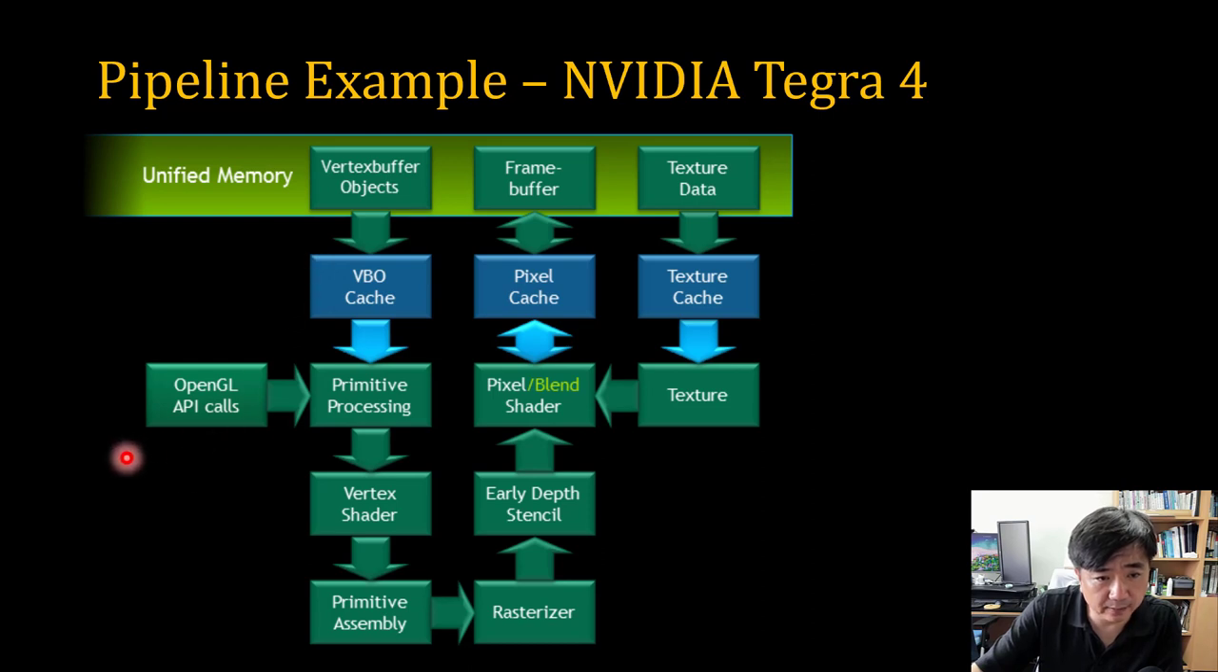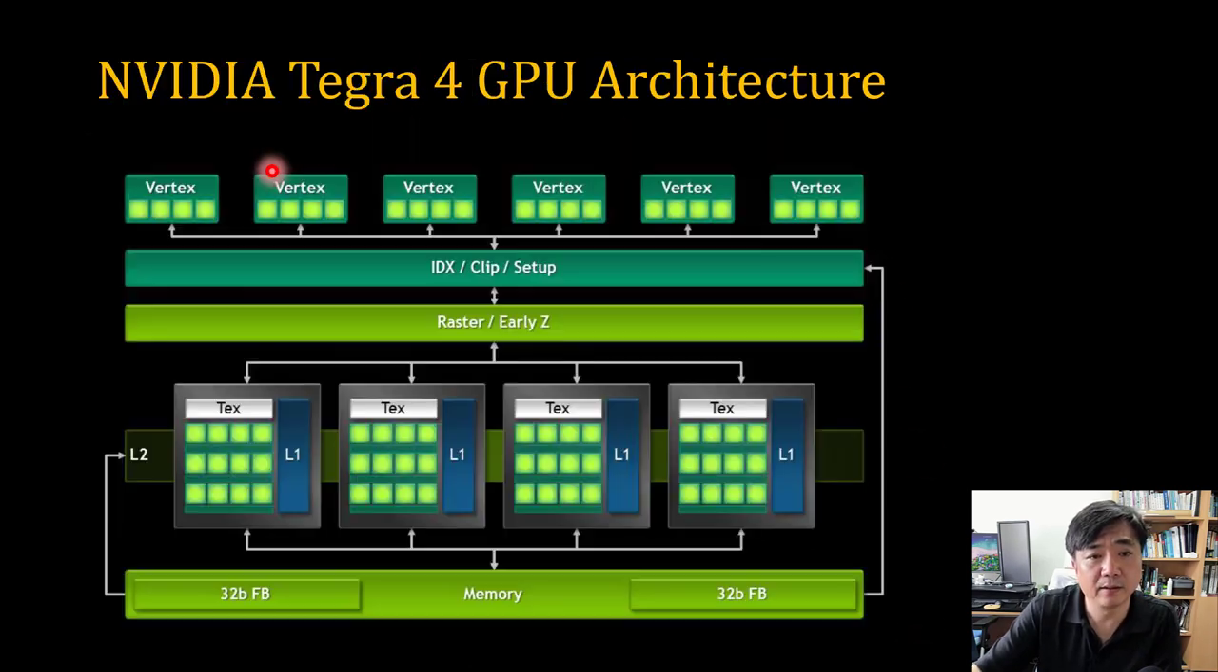So in this diagram, the arrow is located in here, but it does not mean that OpenGL API calls send data to primitive processing, sending data to this whole part. Okay, I'll show you another example.